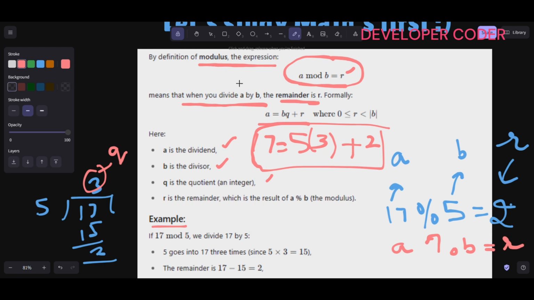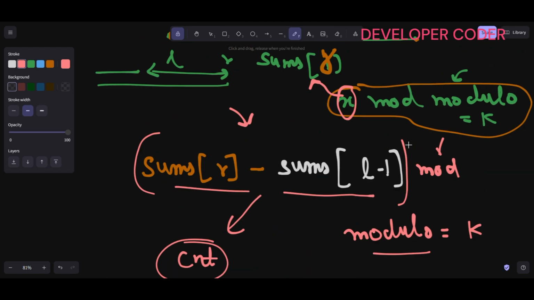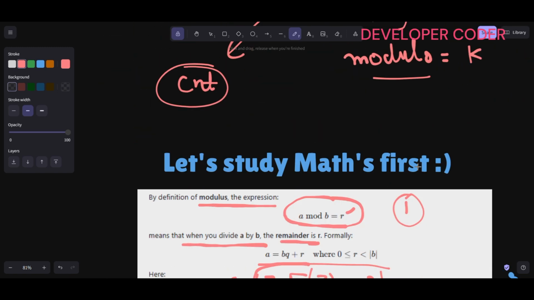So by definition of modulus, the expression a mod b is equal to r means that when you divide a by b, the remainder is r. Formally, a is equal to bq plus r. So this is one important point. I'm going to use this in this formula.